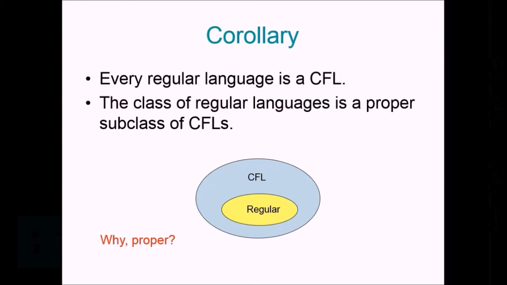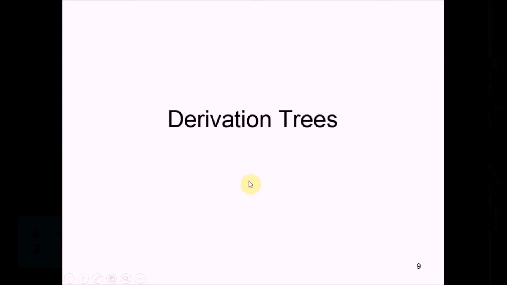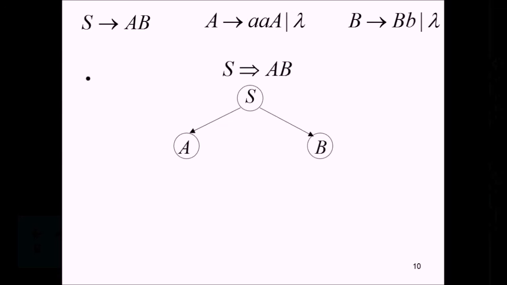Next, a corollary to the given expression: every regular language is a context-free language, and the class of regular languages is a proper subclass of context-free languages. As we can see, the CFL, context-free language, is a larger set, and regular language is a subset of context-free language. So now we will move to our next section, that is derivation trees or parse trees.